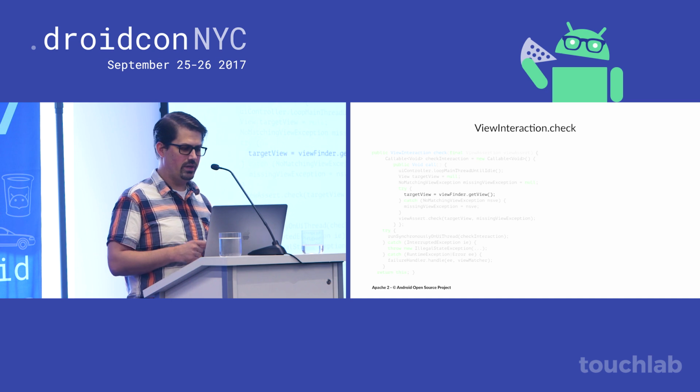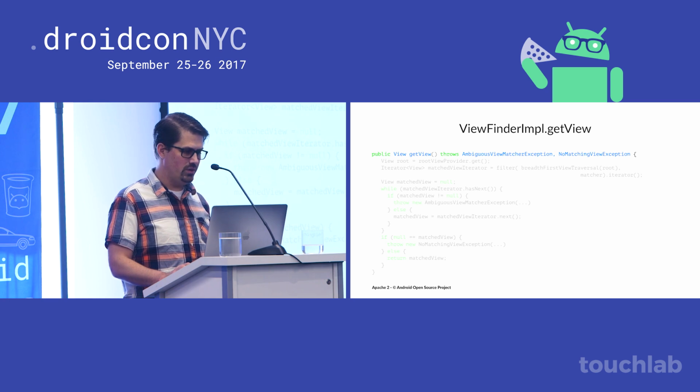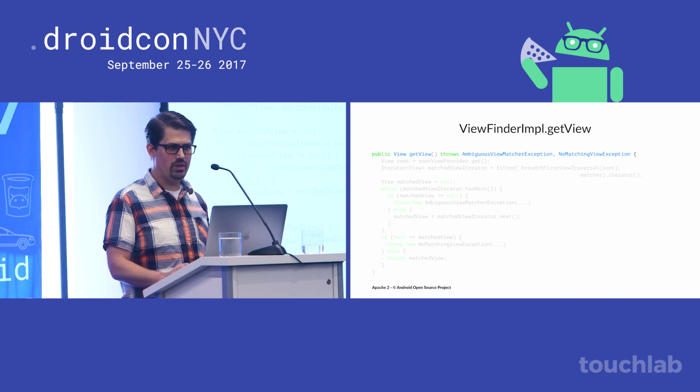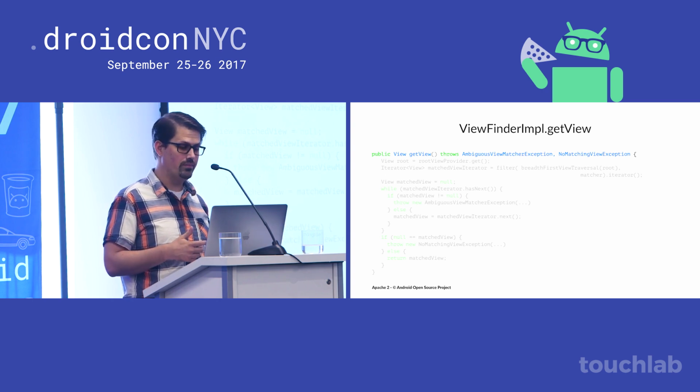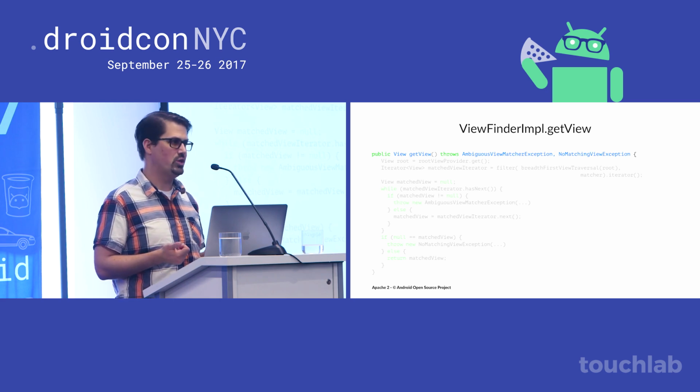So it's going to call viewfinder.getView. So let's look at what getView does. getView is going to have three possible outcomes. It either just returns a view, hey, I found one view, here's the view. Or it found more than one view, and it's going to throw an ambiguous view matcher exception.